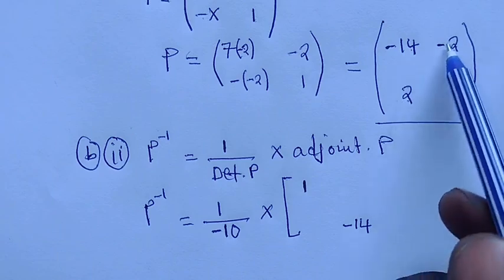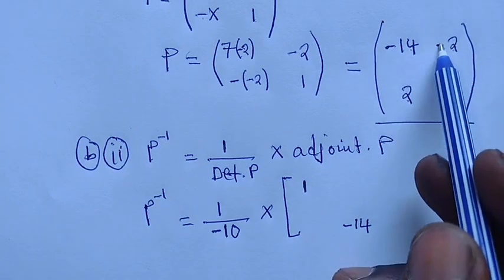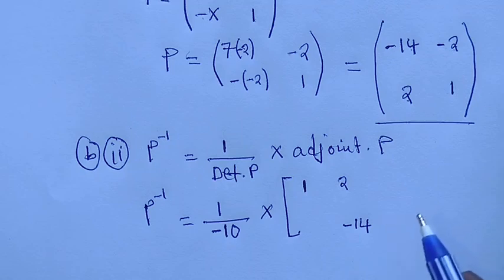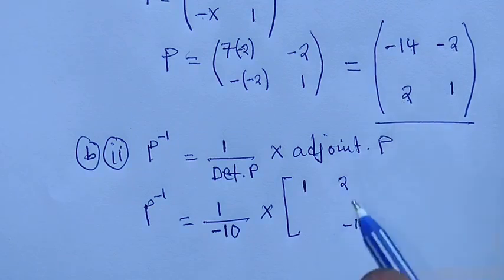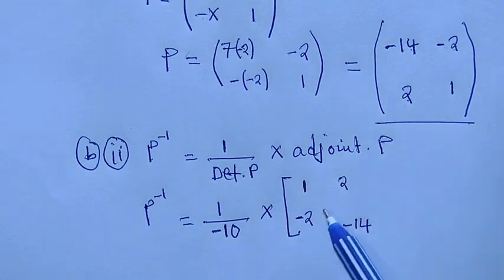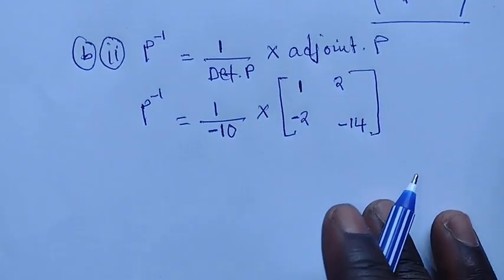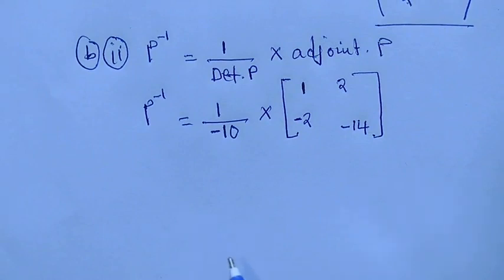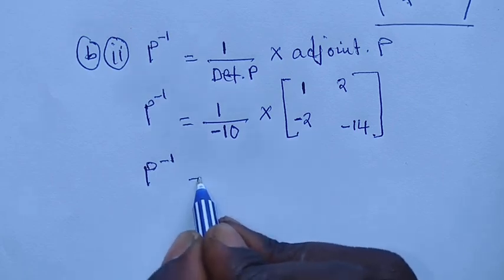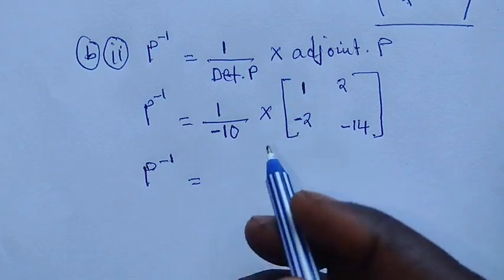So what happens to the trailing diagonal elements? You need to add the negative sign. So this is negative 2, it will become a positive 2 because we have added a negative sign, negative, positive. This is a positive 2, it becomes a negative 2 because negative times positive is a negative. So this is what you get. Now from here, you are just going to multiply by the determinant factor, 1 over negative 10. So P inverse is equal to 1 over negative 10 times 1.